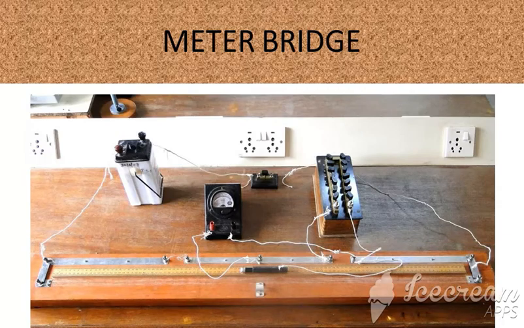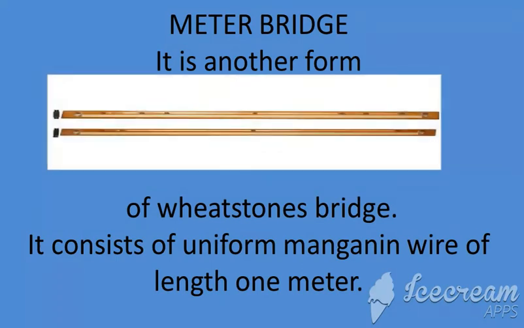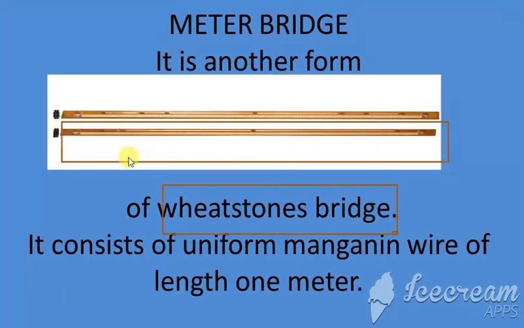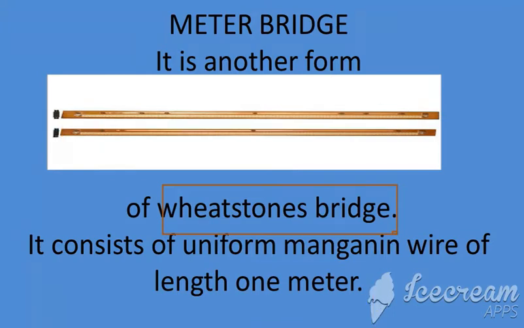Next, what is a meter bridge? It is another form of Wheatstone's bridge. You know already that we have seen the Wheatstone's bridge topic. For Wheatstone's bridge, the condition is P by Q is equal to R by S. Here also we will be using that same condition of Wheatstone's bridge. Then it consists of a uniform manganese wire of 1 meter length. So over this, you will have a uniform manganese wire of 1 meter length.